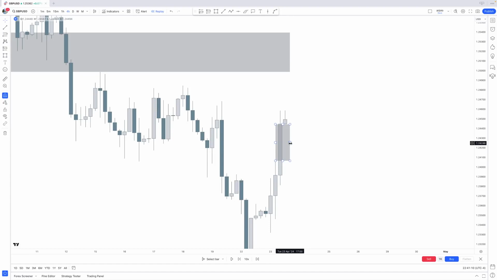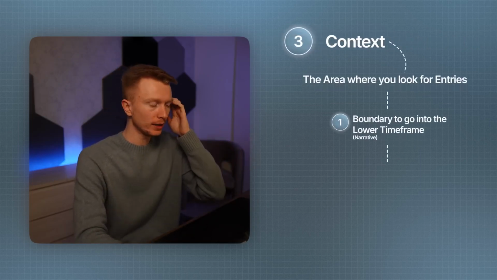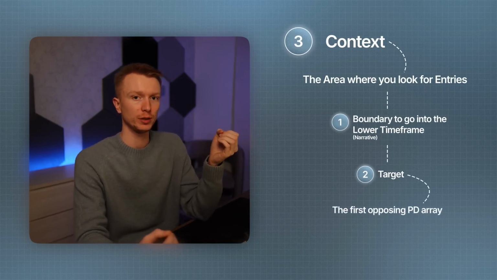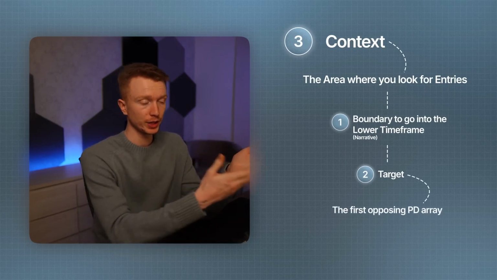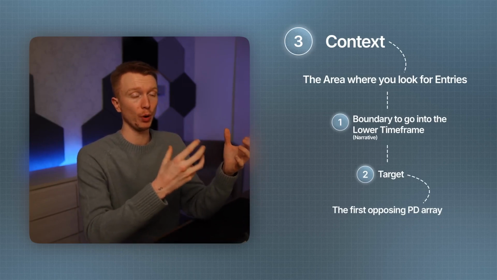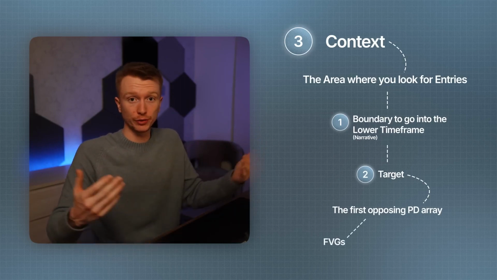So when we right here have this fair value gap, which we can continue higher from, that is the first step of context. Again, that boundary, that narrative, which we can go higher from. Then we also have a target. A target is the first opposing premium array. And in this case, premium array, of course, if we were looking at bearish price action, it would be the first opposing discount array. Now that in itself, don't get me wrong, can also be a fair value gap, right?